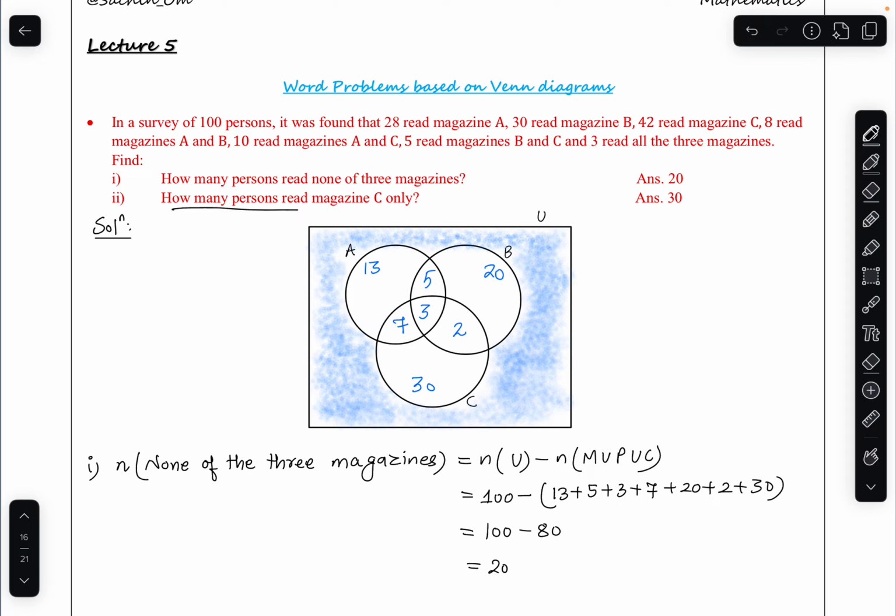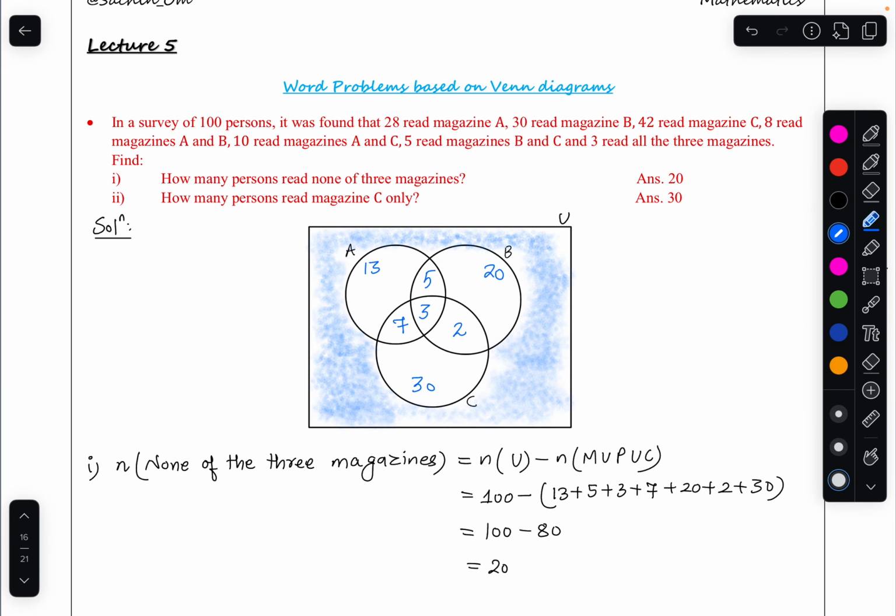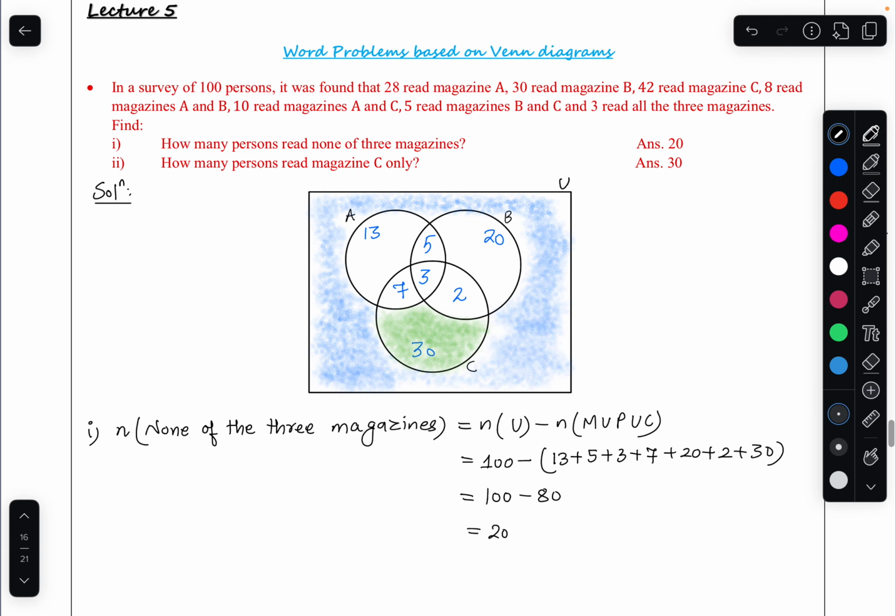In the second part, I have been asked how many people read magazine C only. So the C only portion is this one. This region is the number of people who read magazine C only, and we have already found the answer for it. The answer is 30. The number of people who read the magazine C only is 30.